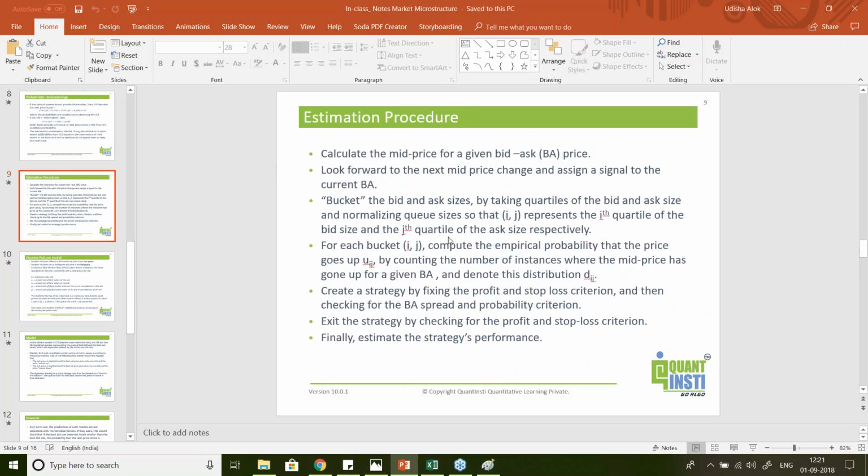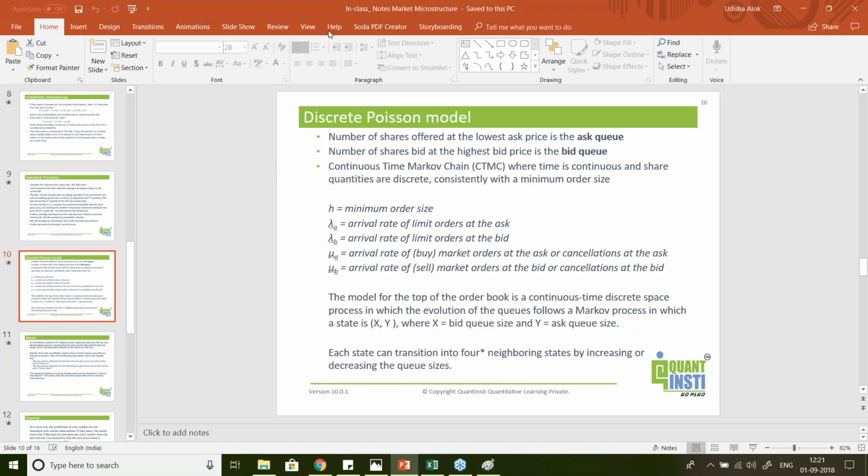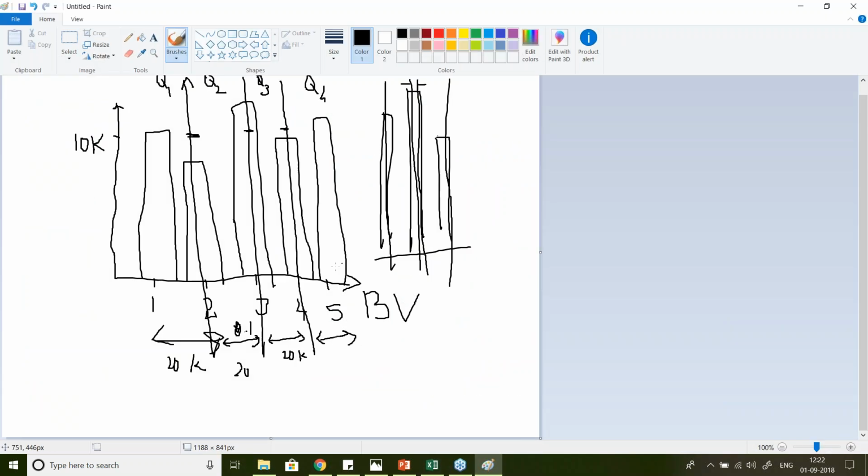So we have finished this model. We have bucketed and we have done all the quartiles, everything. Now we'll move to the final research paper that we'll be discussing in this lecture. This is basically a discrete Poisson model. I'll explain it with the help of an example.